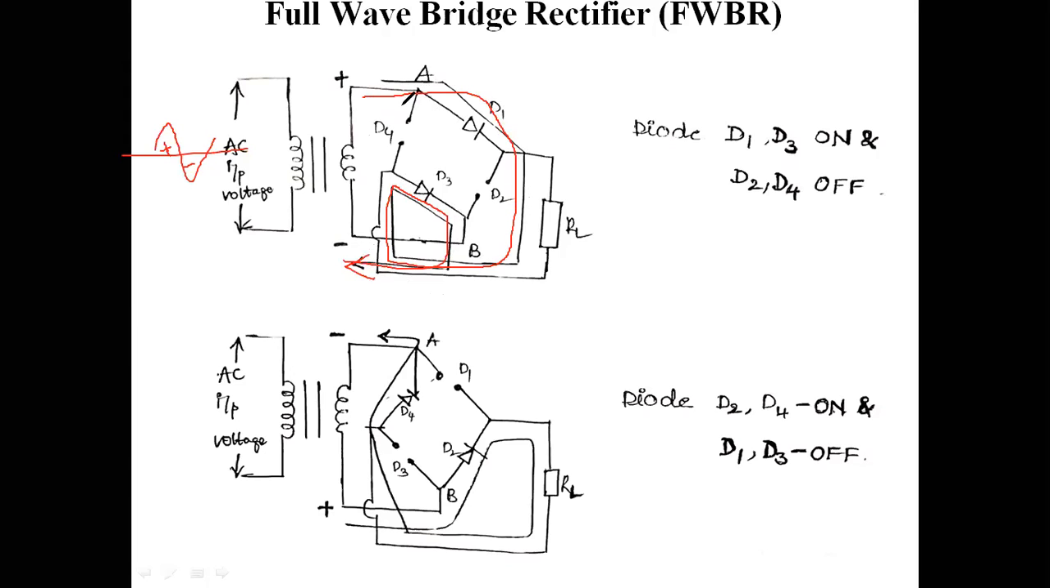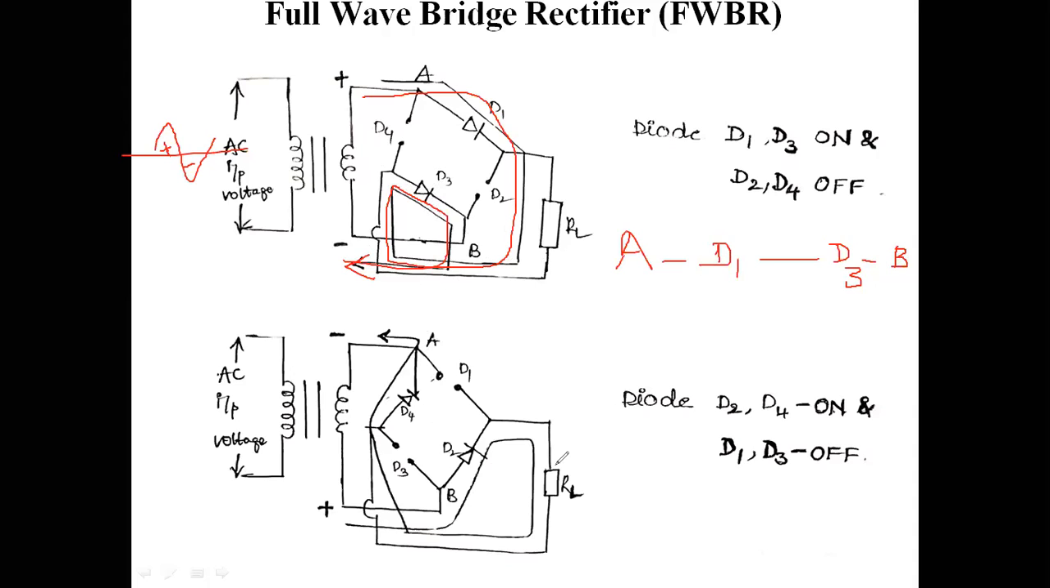In this way, across point A, the current is transmitting from point A to D1, next to D3, and to the B terminal. So the flow of current is taking place from the positive terminal to the negative terminal here.